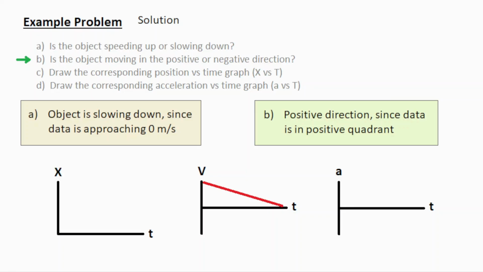What would a position versus time graph look like that shows an object slowing down and moving in the positive direction? Well, I want to see a line where the slope is getting less steep, that would show slowing down, and I want to see a line that is trending upwards, that would show moving in the positive direction. And when drawing an acceleration versus time graph, let's look at the slope of the velocity graph, which is a constant negative slope, and therefore a constant negative acceleration.